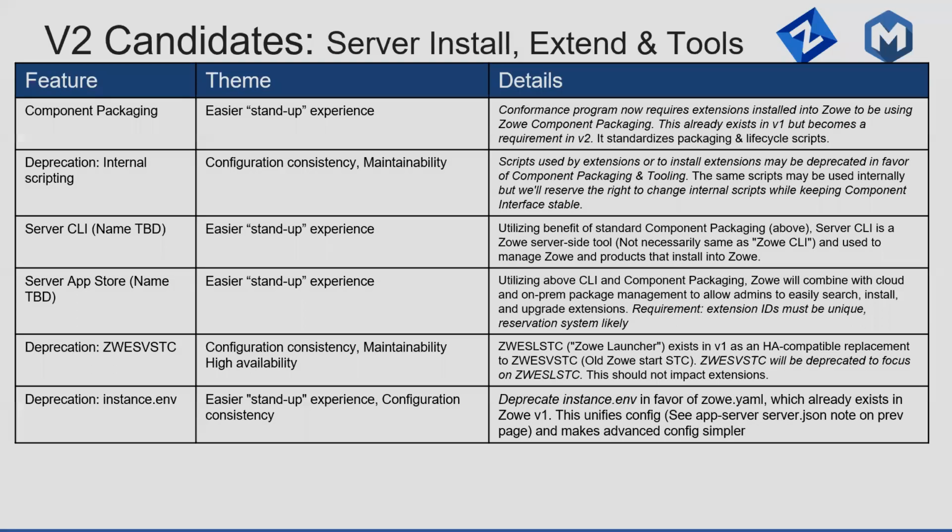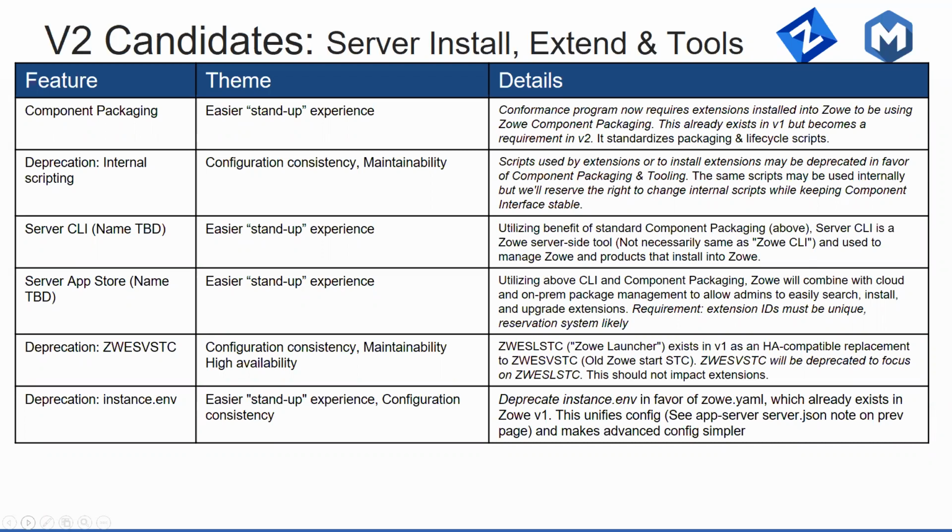Now, if we move on to the next slide, this slide applies to all of the servers, whether it's app server, ZSS, mediation layer, the web explorers, and everything that extends them. This is really about the server install and tooling changes. So here we have this theme of trying to make it easier for users to install products and extensions, and even making it easier to acquire them through something like an app store. And in order to do that, a few changes need to be made.